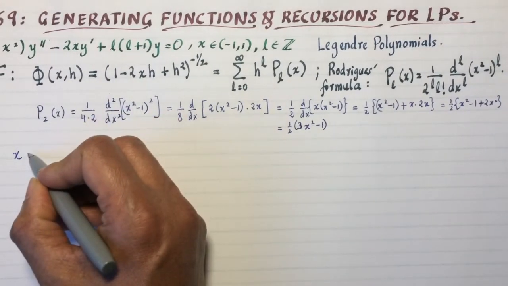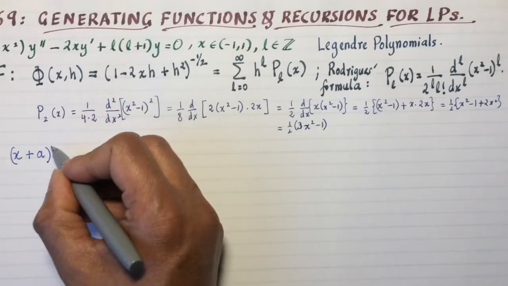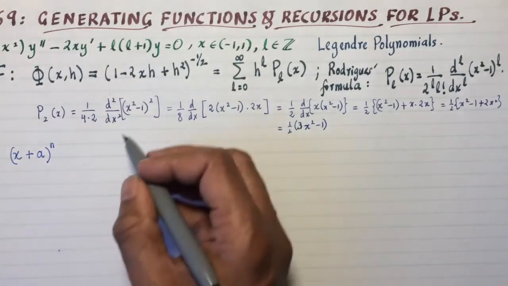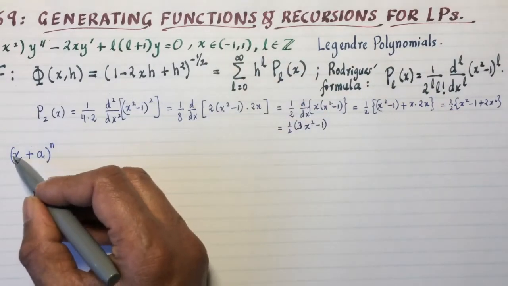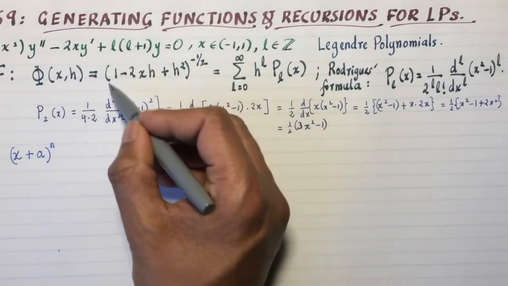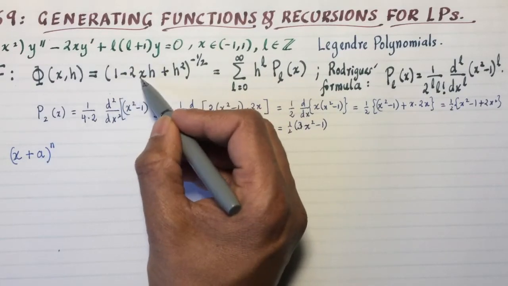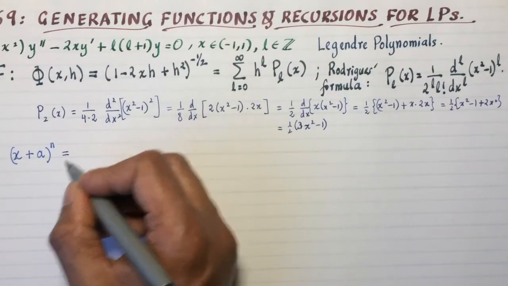So that gives me x plus a. If you have x plus a and you take to the power n, here n is equal to -1/2, and x can be anything and a can be anything. So you can think of x as 1 minus 2xh, and you can think of a as h squared. So this procedure will apply.